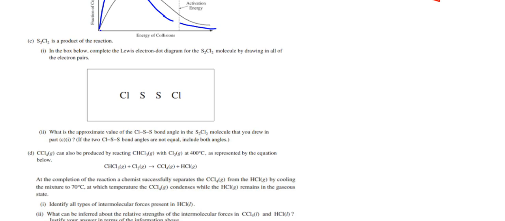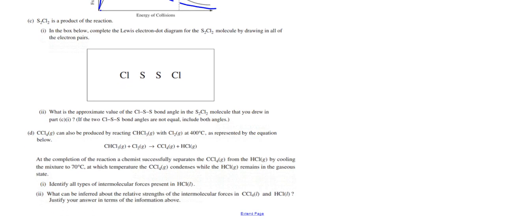It says S2Cl2 is a product of the reaction. In the box below, complete the Lewis electron dot diagram by drawing in all the electron pairs. Again, you can put a bond, and I'm going to let you try double right away. It says, what is the approximate value of the bond angle in the Cl-S-S bond that you drew in the problem above? If the two Cl-S-S bonds are not equal, include both angles.